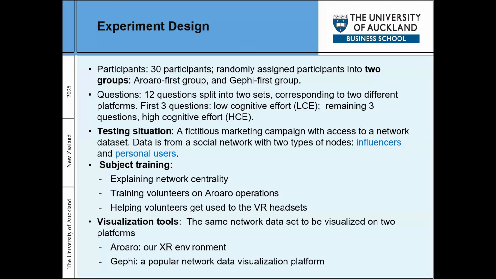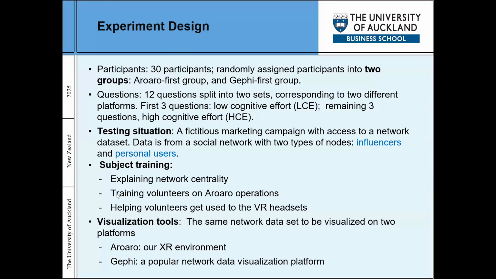One more point I would like to make is that although we have 6 questions on each platform, there is no one-to-one mapping, where question number 1 is exactly the same on GEFI and on RORO. We shuffled the questions on both platforms. And they are not necessarily the same questions on both platforms. Some are exactly the same, but others are comparable in terms of the cognitive effort that they will require. So that was about the 6 questions on each platform.